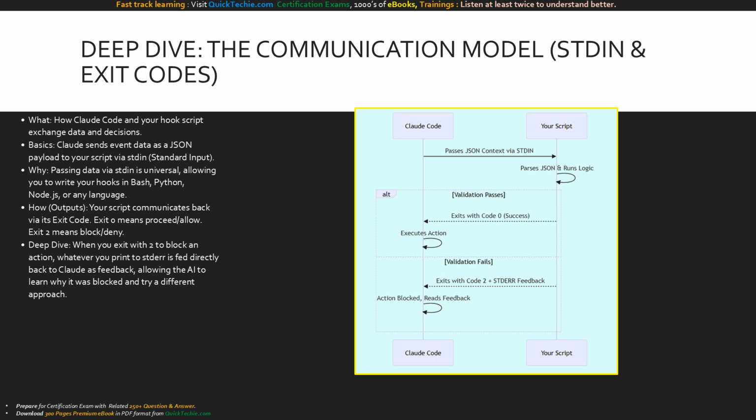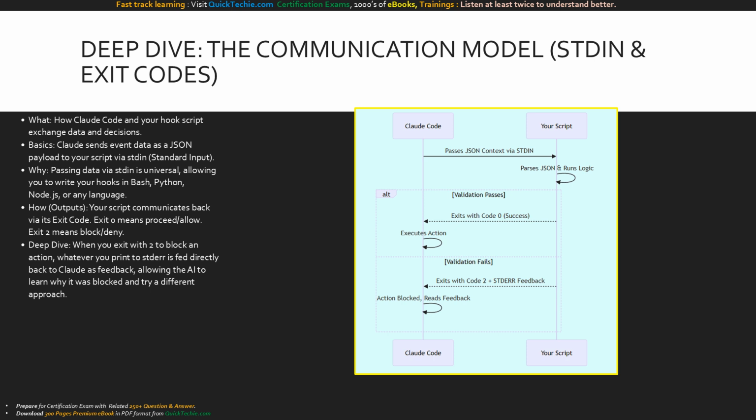How does your script talk back? Through exit codes. If your script exits with a 0, Claude allows the action to proceed. If your script exits with a 2, Claude blocks the action immediately. Our deep dive reveals a brilliant design feature. When you exit with code 2 to block an action, any text you print to standard error is fed directly back to the AI.